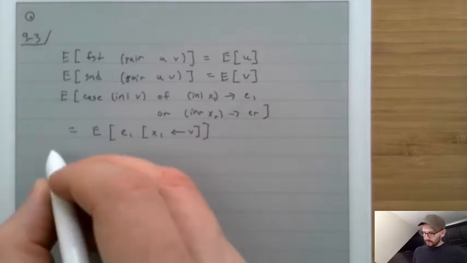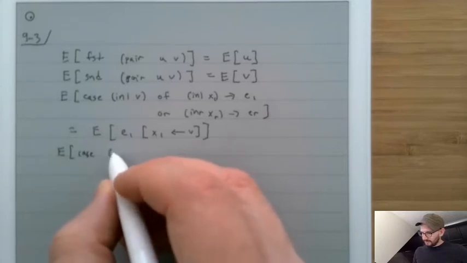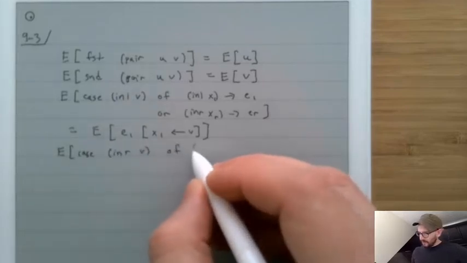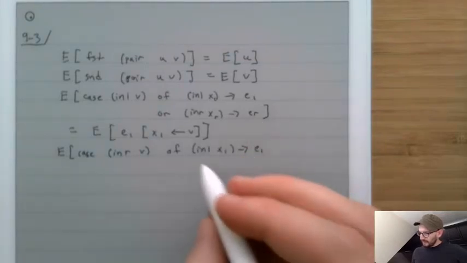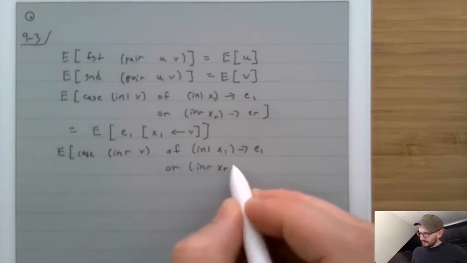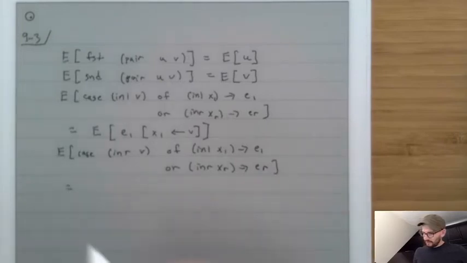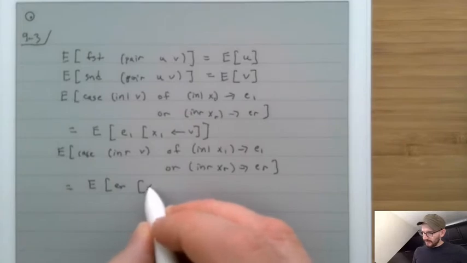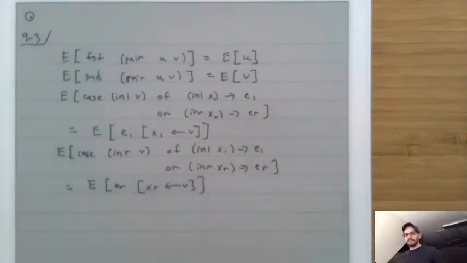Then there's a similar rule for when you call case on an in right. When you call it on an in right, rather than evaluating the EL block of code, we're going to evaluate the ER block of code. And we're going to find the XR and replace that with V. All right?